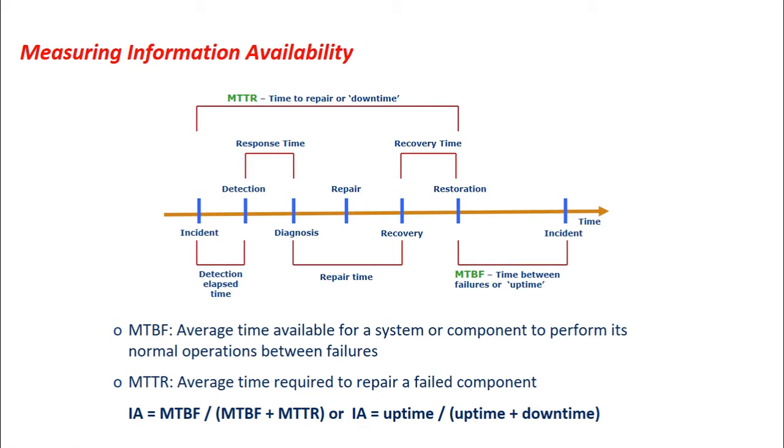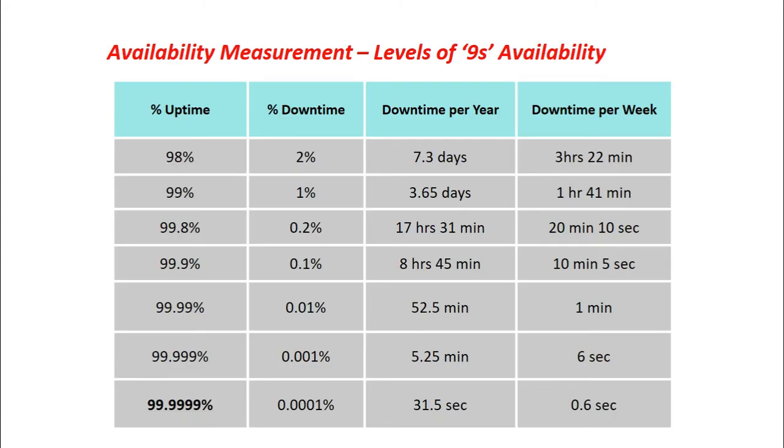So what is mean time between failure? It is the average time available for a system or a component to perform its normal operation between the failures, and mean time to repair is the average time required to repair a failed component.